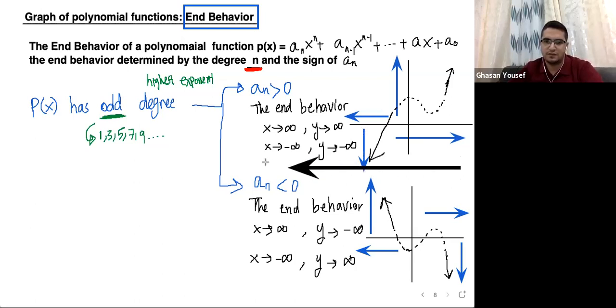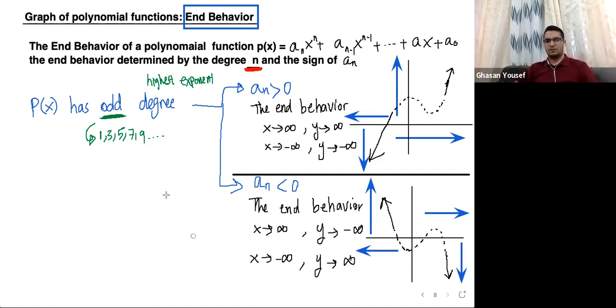Okay, any question? Is it clear what I said here? This is when p of x has odd degree only. Now, when p of x has even degree, it would be different. So odd degree has two cases: when a_n is positive, when a_n is negative. Now, when p of x has an even degree, same idea.